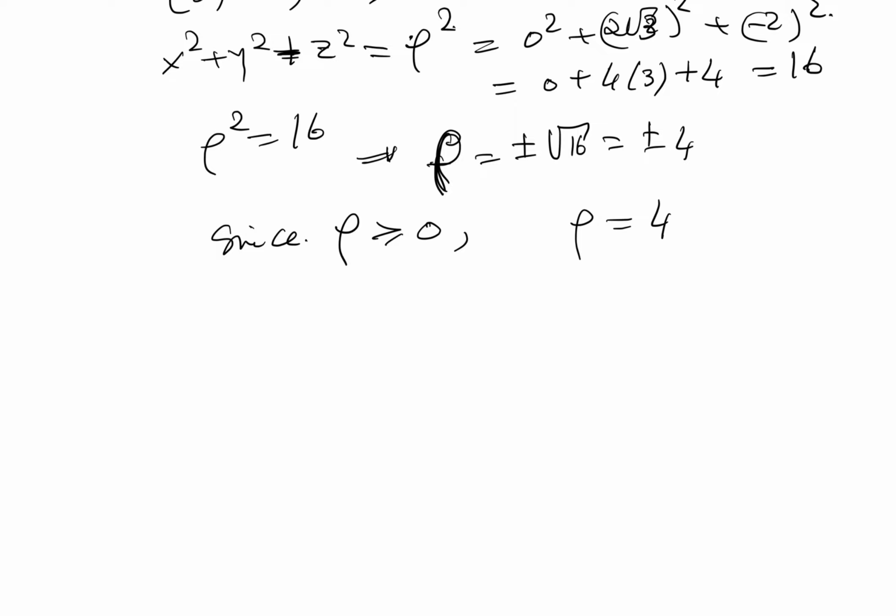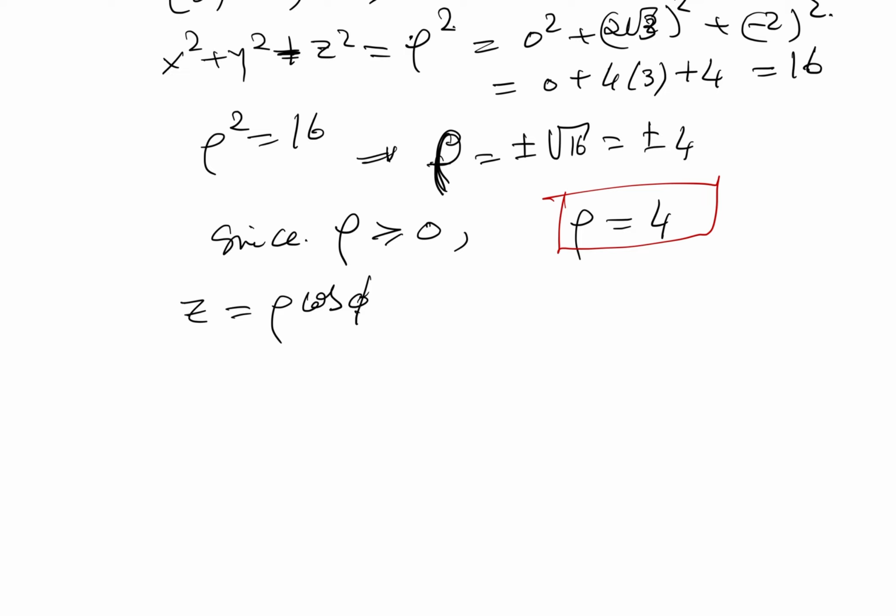Now let's try to find the theta and phi. Okay, so let's start with x first, or rho first. So let's start with the z. So we try to find the z. Since we have rho is equal to 4, let me circle it. So you have rho is equal to 4, and let's find the z first, since z is given. z is equal to rho cosine of phi. Okay.